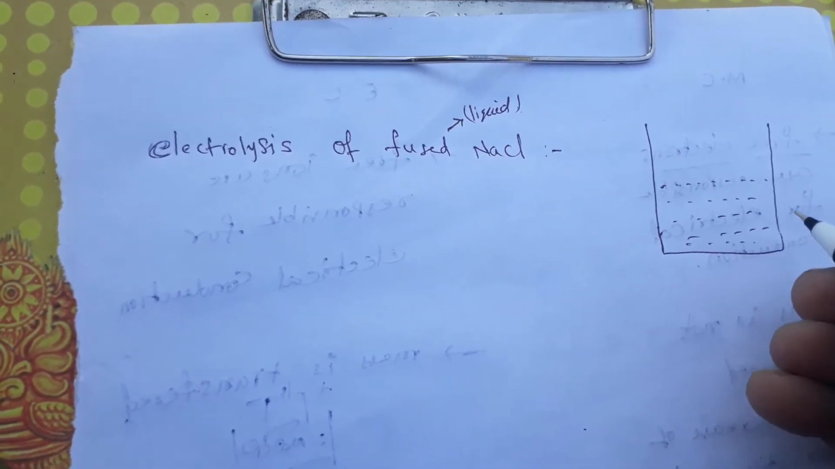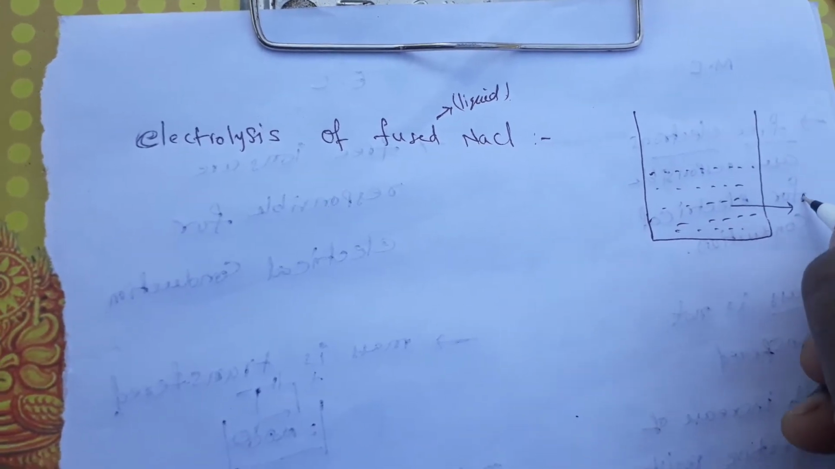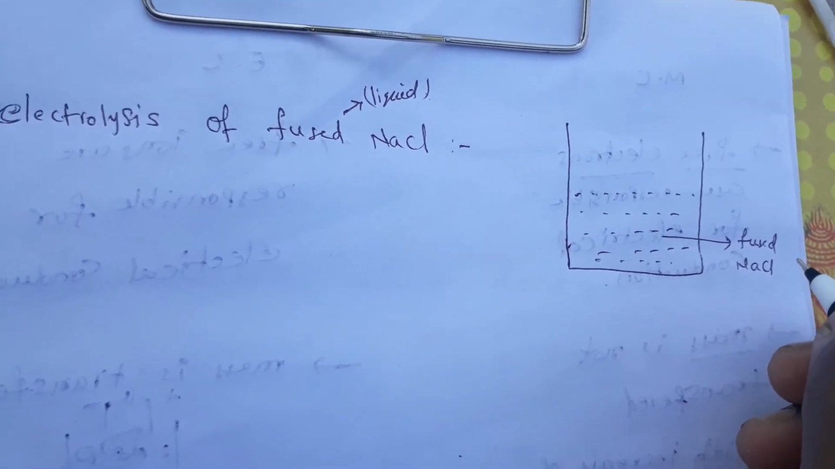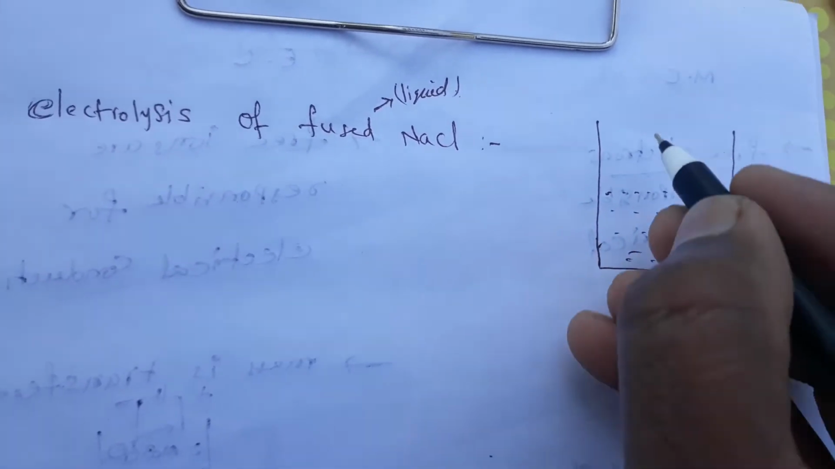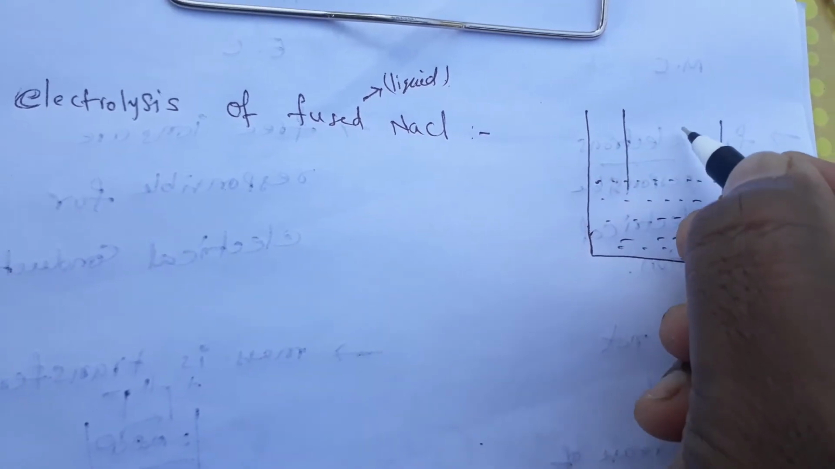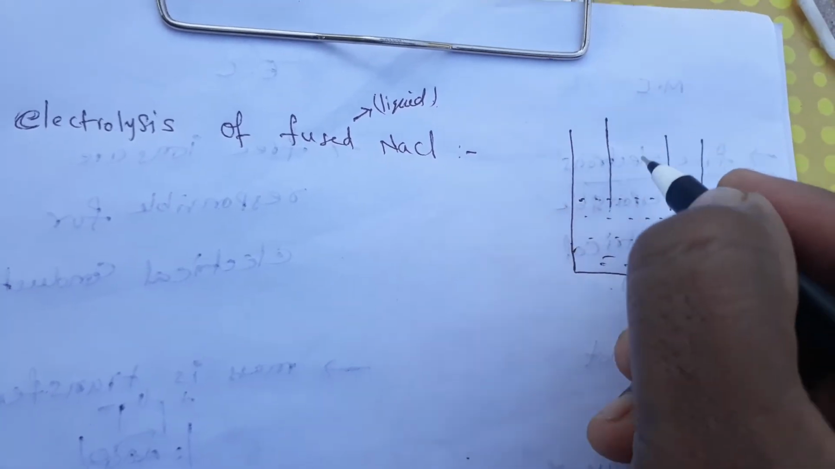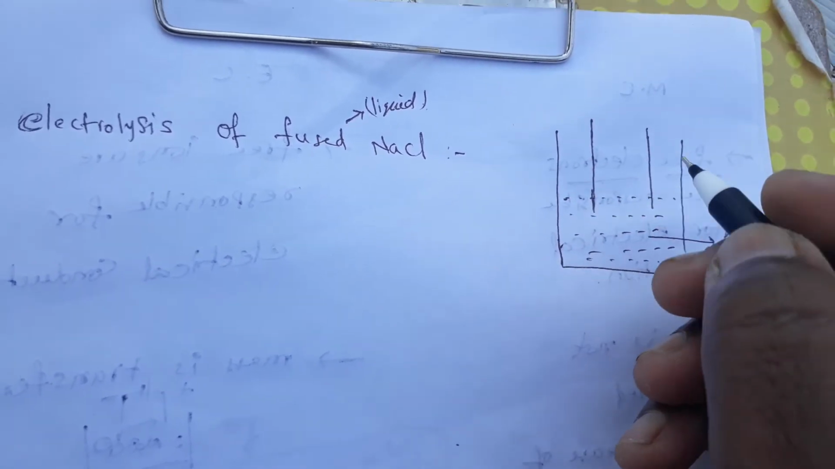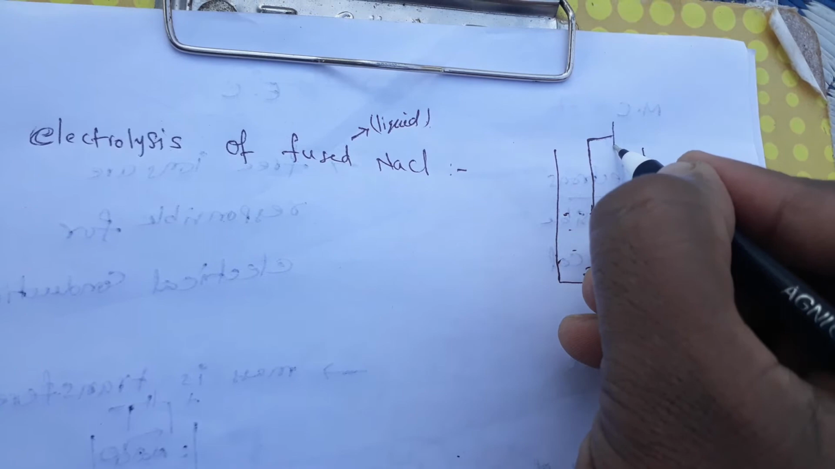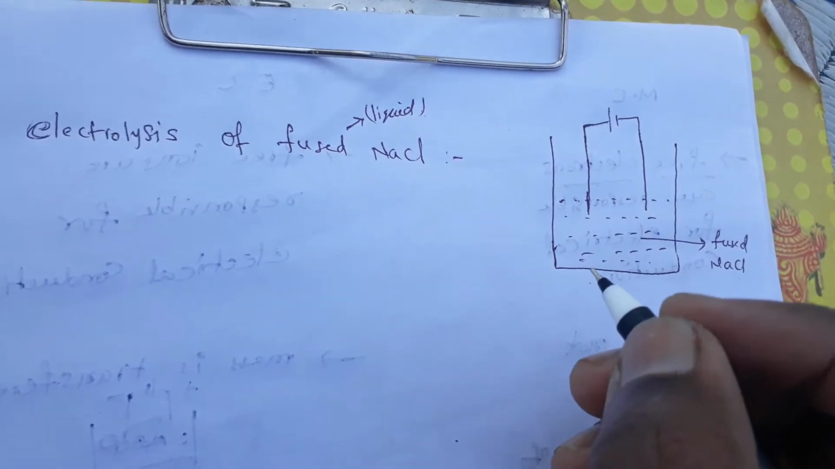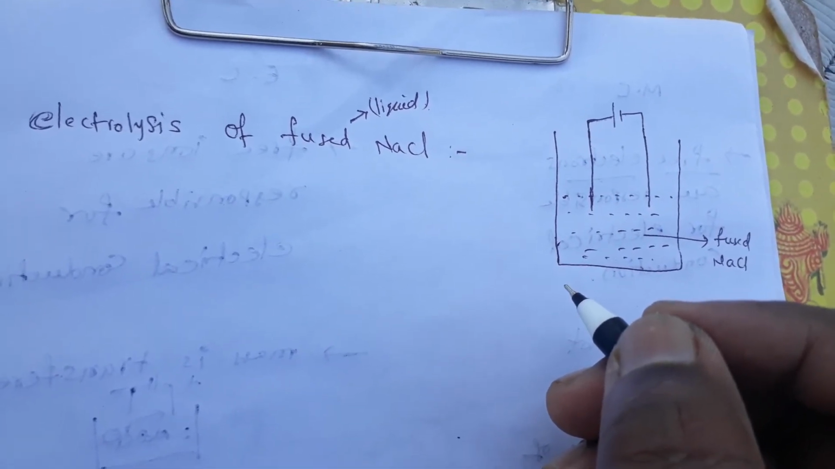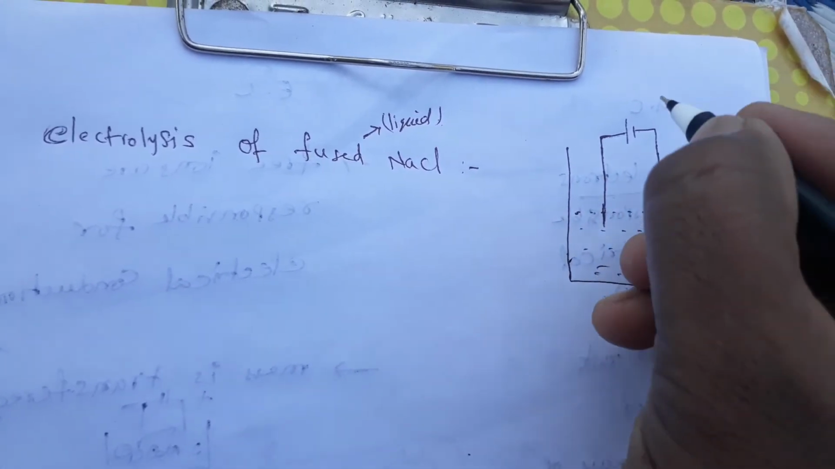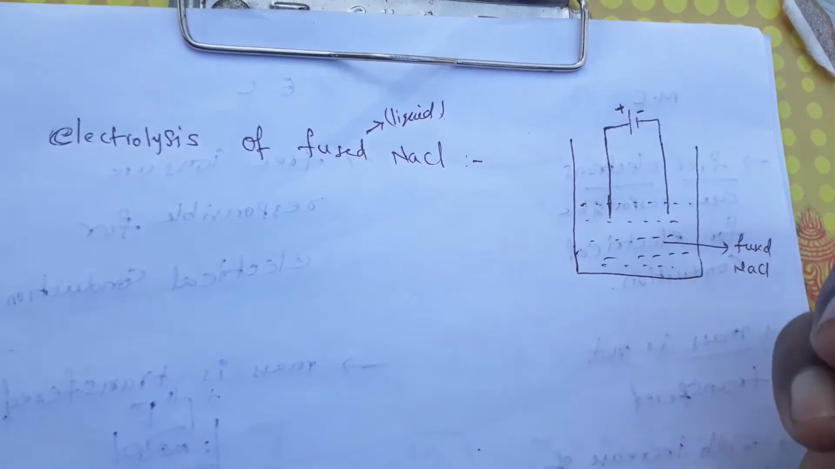So it is a fused NaCl. When you add it to the fused NaCl and to another, keep two electrodes which are one is cathode and one is anode. So here it is and you pass some electric current through this electrolyte. So electrolyte, you can pass some electricity.